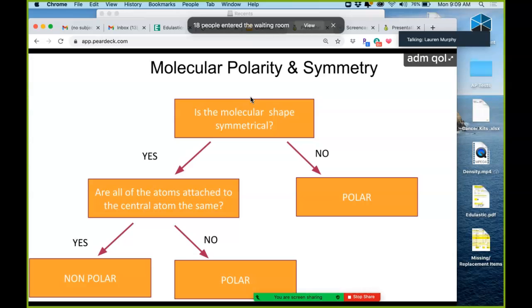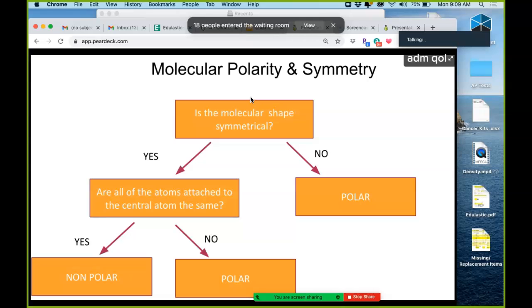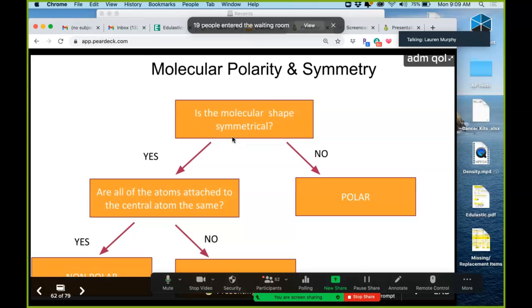I'm going to take you through this flow chart of how you determine bond polarity, and then I'm going to let you go. I'll put your homework up in a little bit. Sorry, I didn't get a chance to put it up.